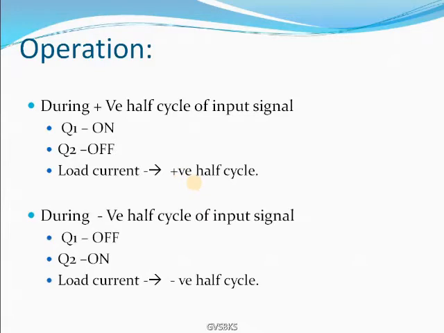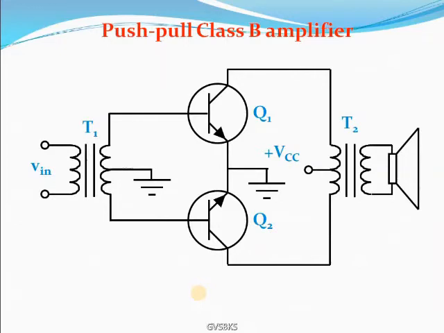During the negative half cycle of the input signal, Q1 is in the off position and Q2 is in the on position. So the load current will flow in a negative half cycle. The input signal is a negative half cycle and the load current is also in a negative half cycle. So the input and the load are in phase when we use the push-pull type of Class B power amplifier.